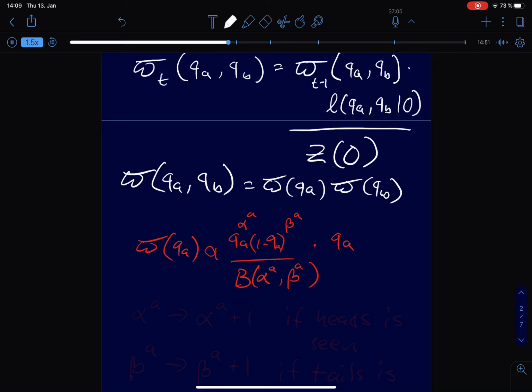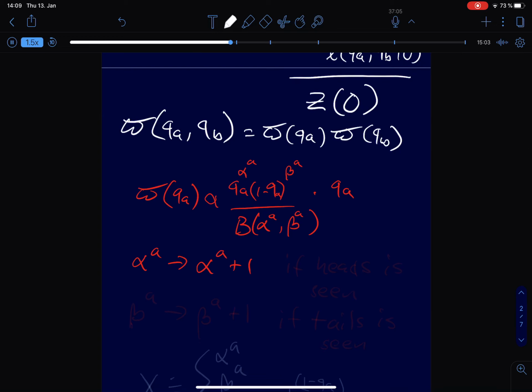So if we view this as acting on the parameters, alpha A goes to alpha A plus 1. You just increase this power by 1, and the normalization factor gets taken care of. You also increment the beta parameter by 1 if tails is seen, and likewise if heads is seen.